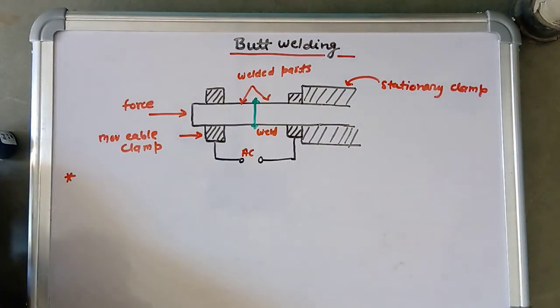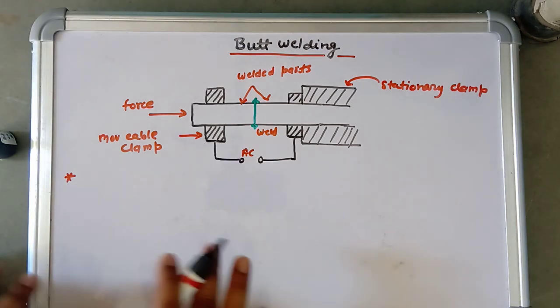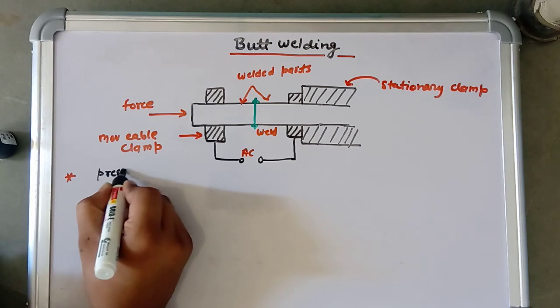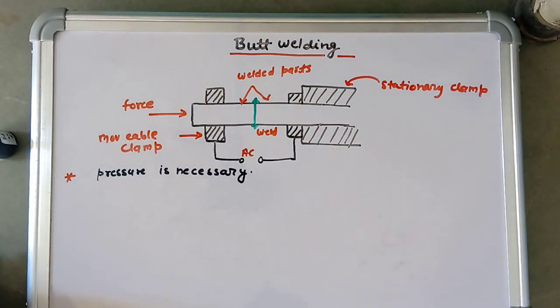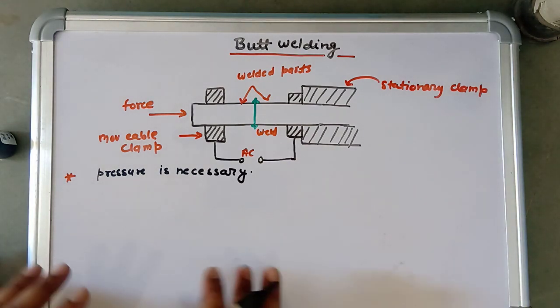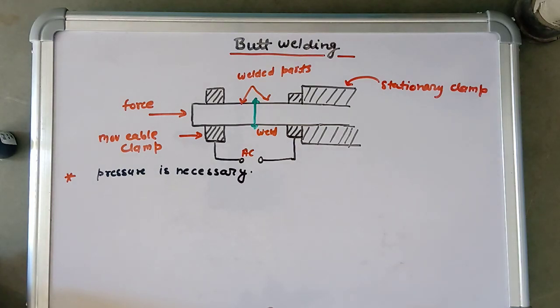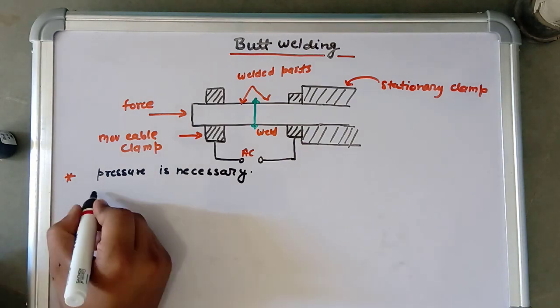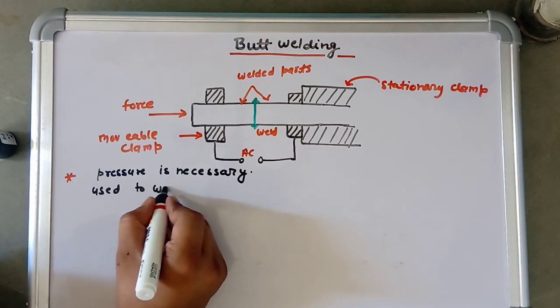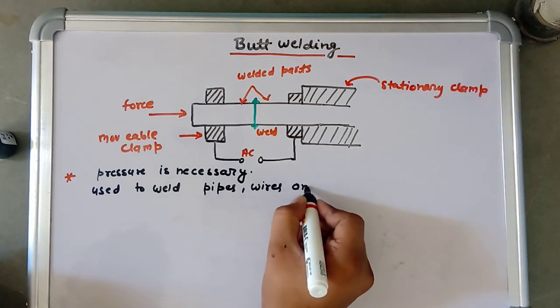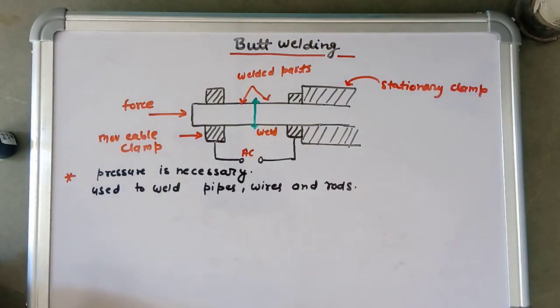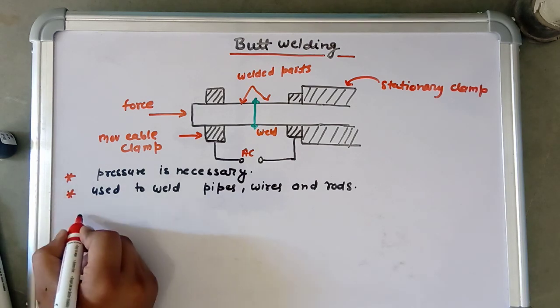Now we will discuss some key points of the butt welding process. In this welding process we apply pressure, so pressure is necessary. And the current, which I discussed in the introduction to resistance welding, varies from 50 ampere, and the voltage varies from 2 to 12 volts. This method is used to weld pipes, wires and rods.